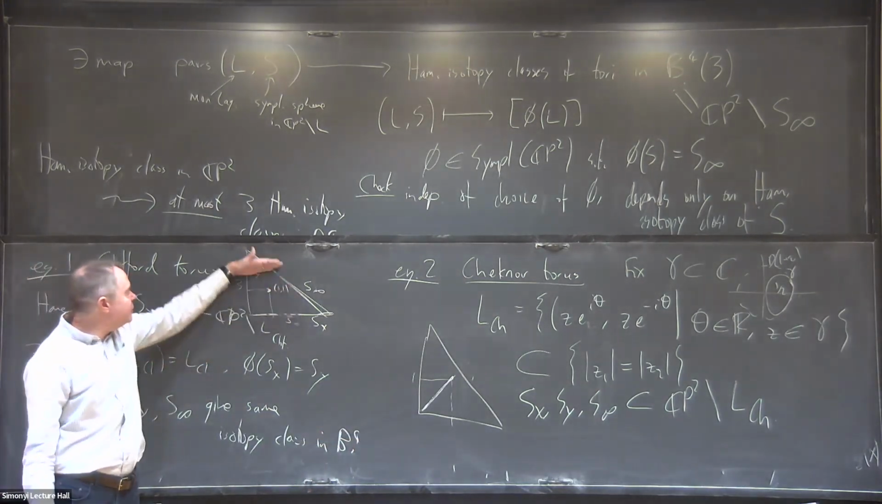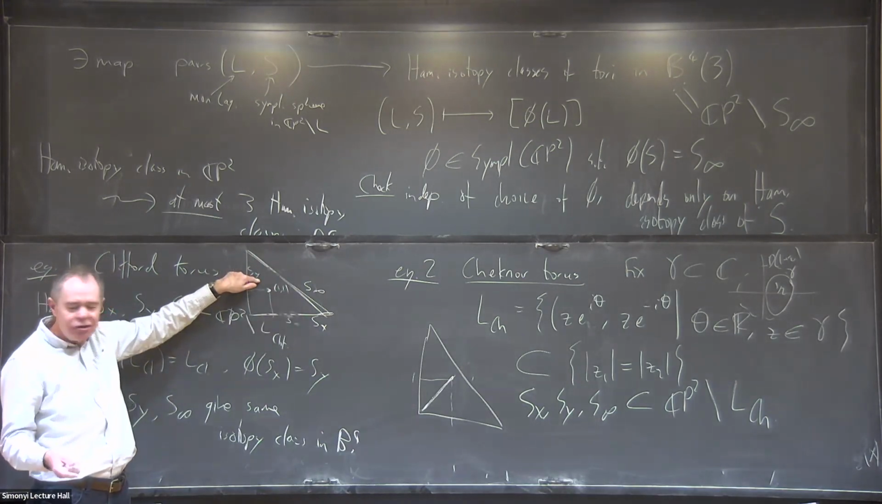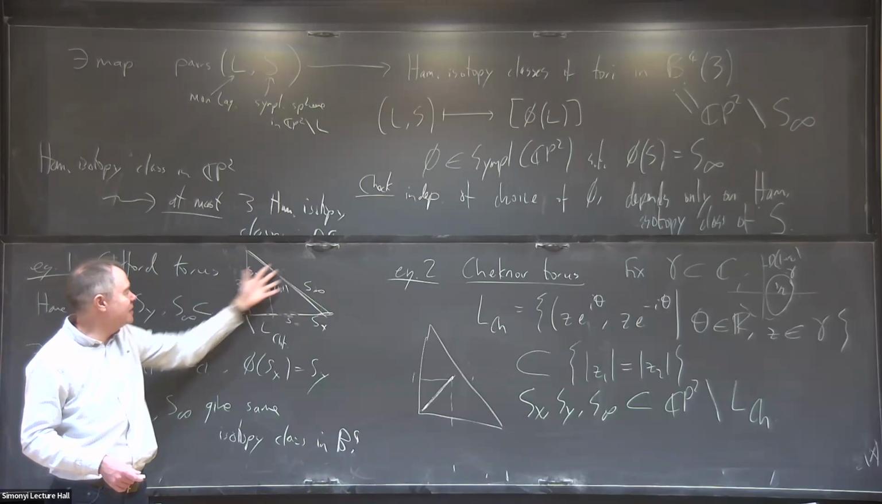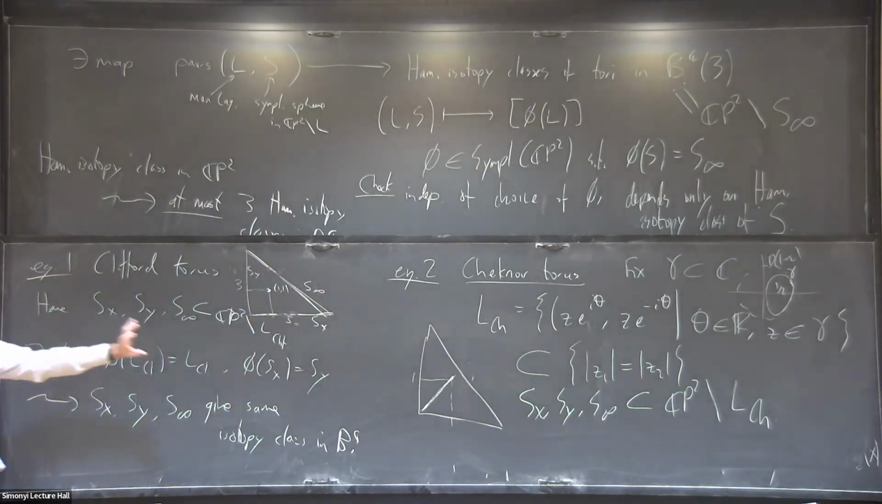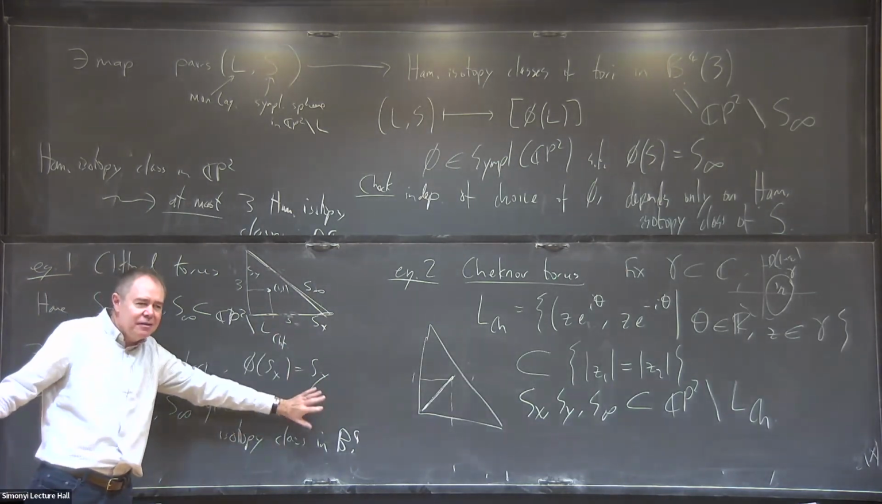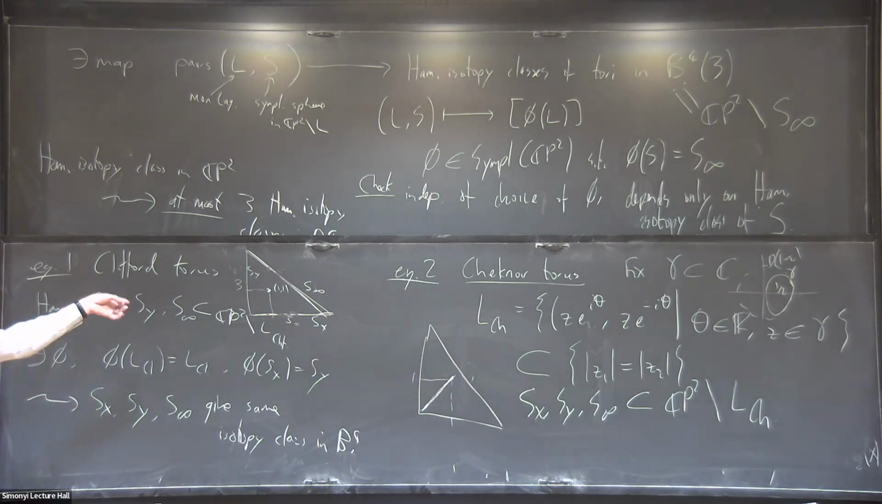Because if I want to move Sx to infinity, I could move it first to Sy. Nothing happens to the Lagrangian torus. Then move Sy to infinity, still nothing's going to happen. So you're always going to get the same isotopy class in the ball. That's just the Clifford torus. Okay, so I get one in this case.